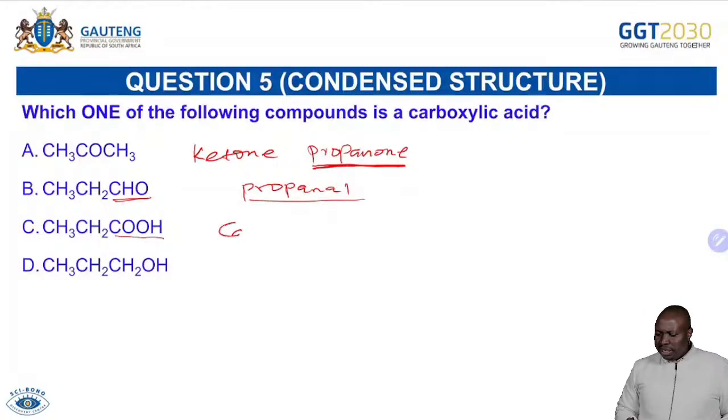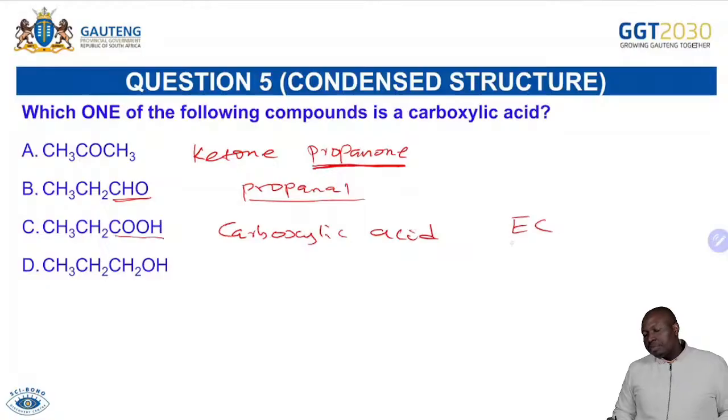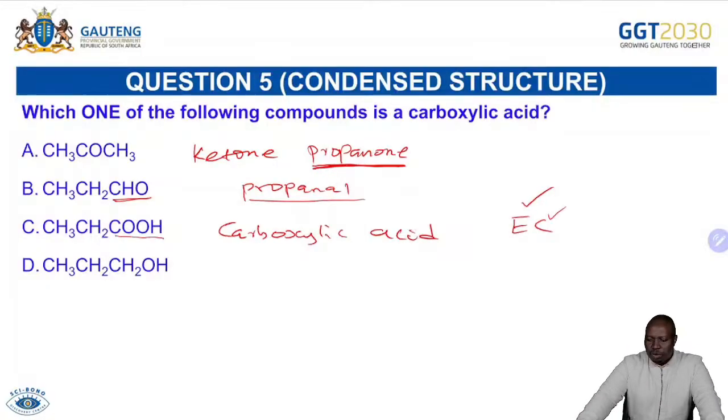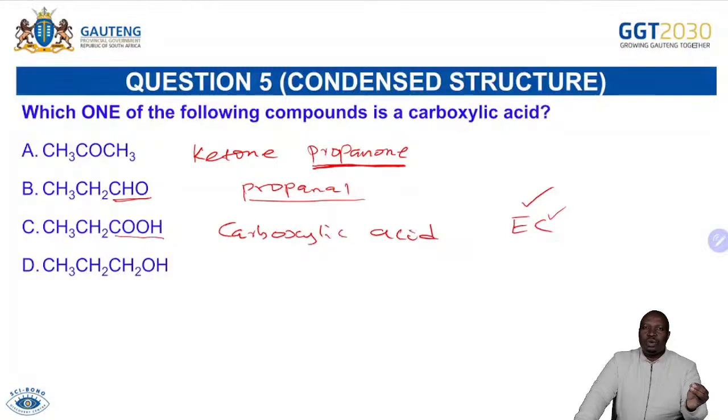You know that when I see 2 oxygens, I will definitely know that it is either an ester or a carboxylic acid. When I see 2 oxygens within a molecule, I know that it's either an ester or a carboxylic acid. So definitely this is a carboxylic acid.